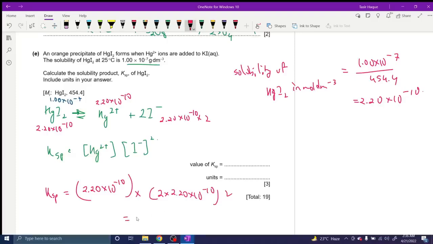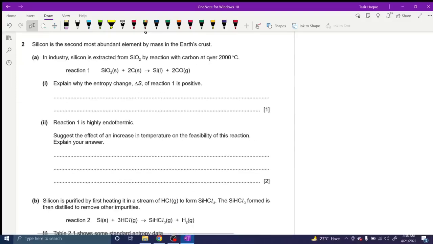I'm getting a final value of 4.26 × 10^-29. And the unit is going to be mole per dm cube thrice, so mol^3 dm^-9, okay? Pretty straightforward. First question done.